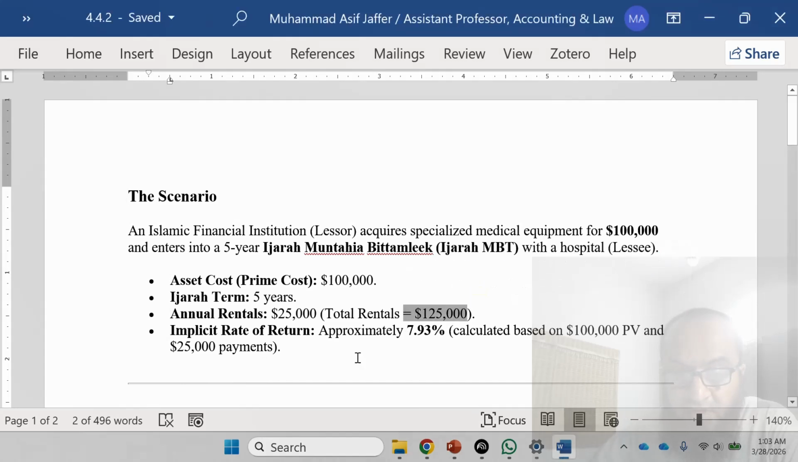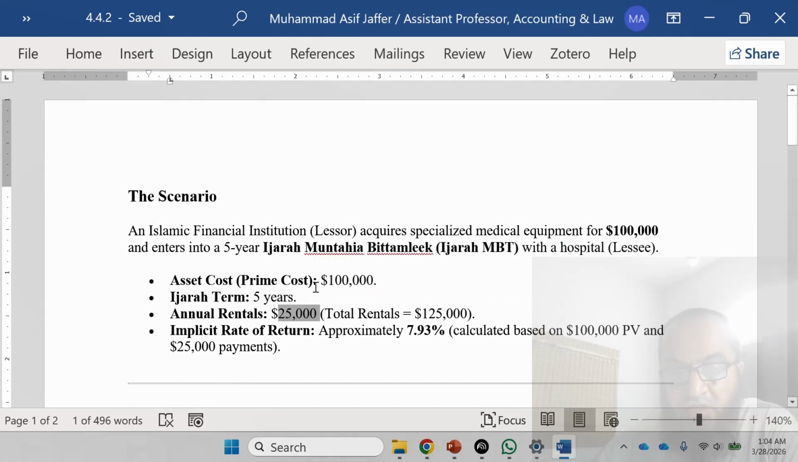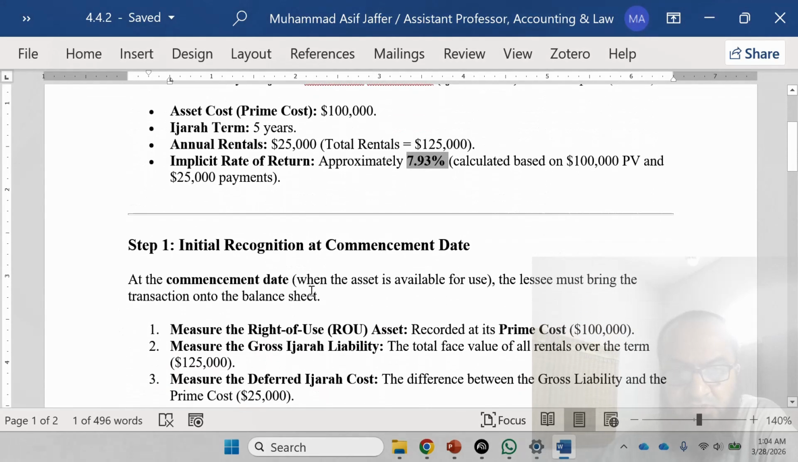So the implicit rate of return. If we keep this as the present value and a 25,000 annuity, the present value of a 25,000 annuity at the end of each year comes out to be a 7.93% IRR, internal rate of return. This can be worked out from the financial calculator, but usually in accounting it is given to us. So the internal rate of return is 7.93%. So how do we initially recognize on the lessee side?